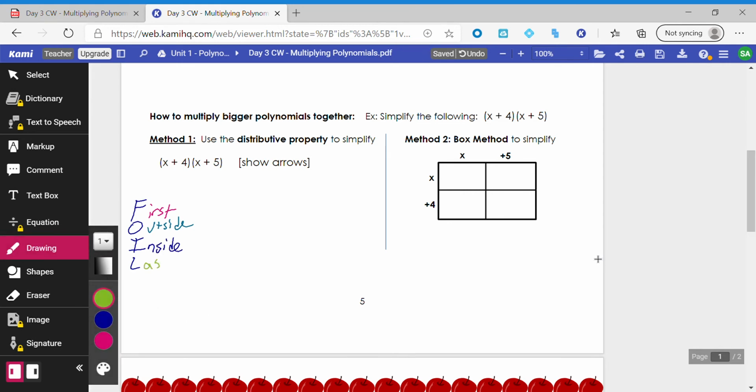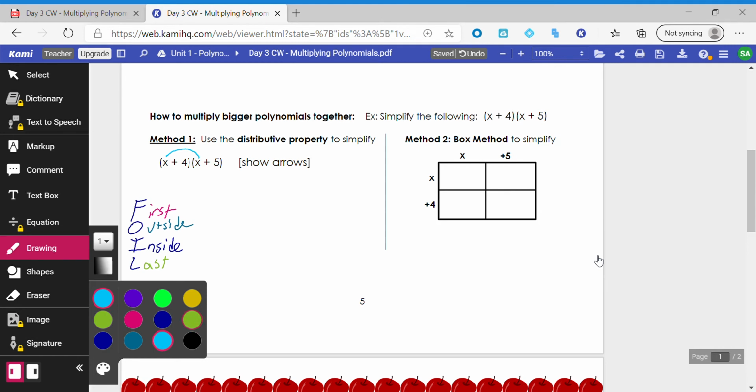and last. So basically what it means is first item times first item. In this case, it would be x times x because they are the first items inside the parentheses. So first item times first item, x times x, is going to give me x squared. Outside, so this means what is on the outside of the parentheses. So the x is on the outer edge. So x times the 5, because that's on the outer edge of the parentheses. So x times 5 is going to give me plus 5x.